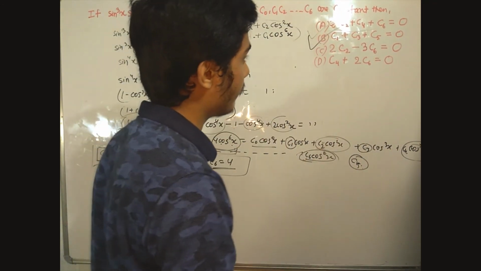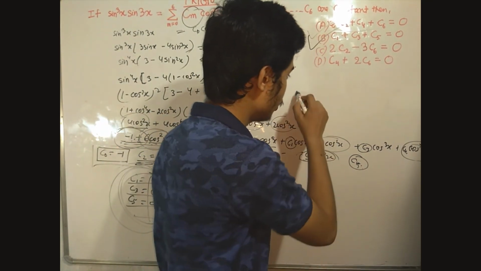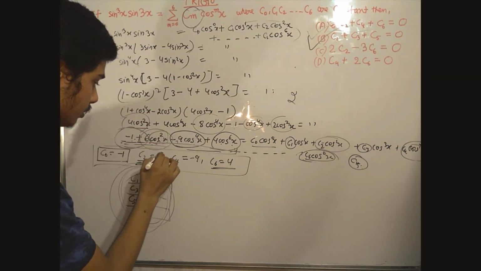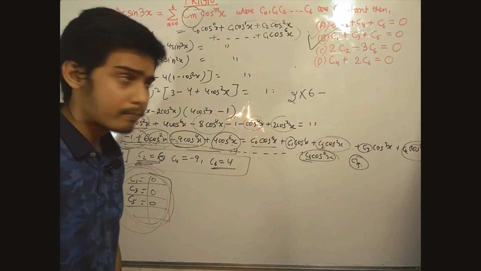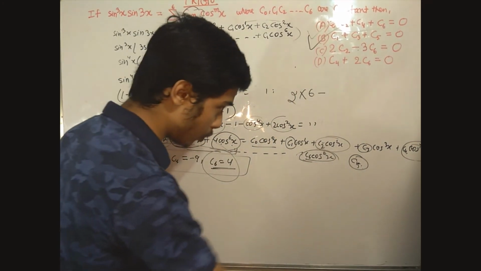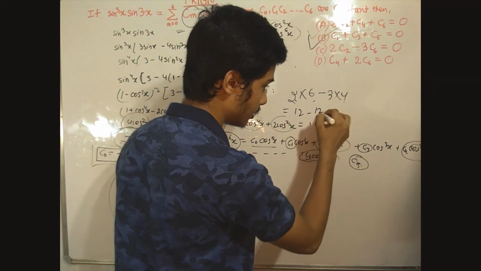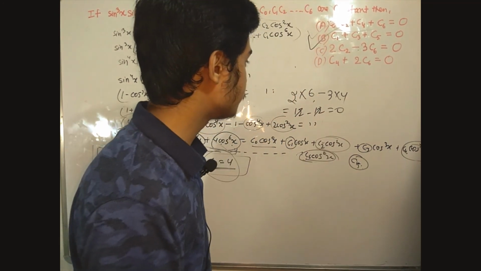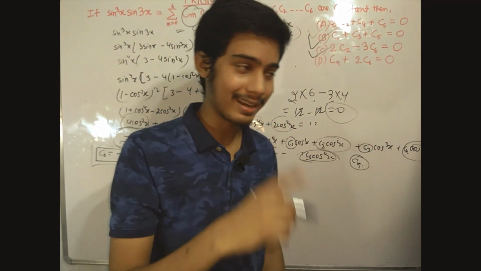Now we'll come to the third option, option C. The third option says 2 times C2 minus 3 times C6. The value of C2 is 6, so 2 multiplied by 6. The value of C6 is 4, so 3 multiplied by 4, 12. 12 minus 12 will cancel, and the result will be 0. So this option is also correct.